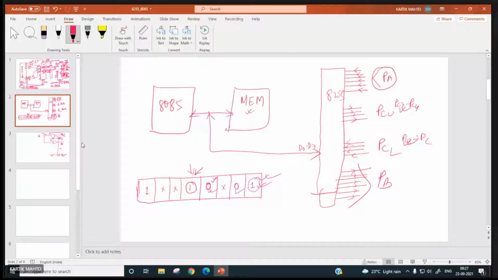So what is the difference between these 3 ports? Port C you can configure in nibble form separately. Upper nibble you can have output, lower nibble you can have input. Or upper nibble as output, lower nibble also as output. It's up to you what type of control word you put in the control register. Based on that, this 8255 will be configured.